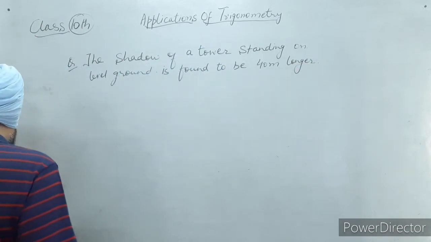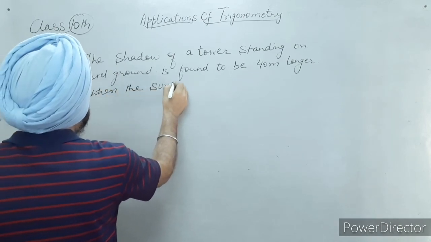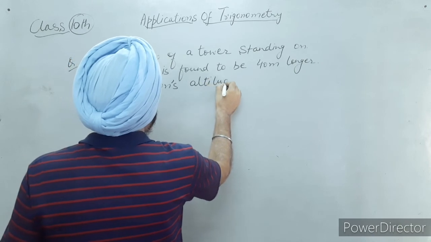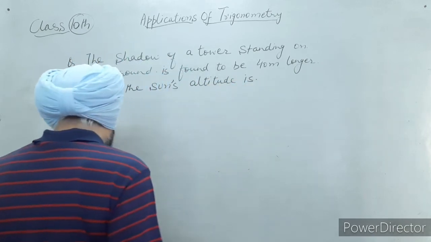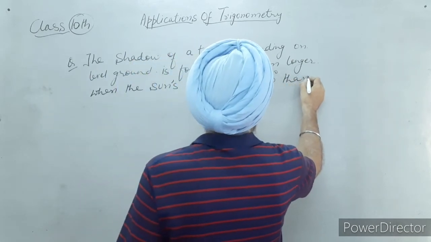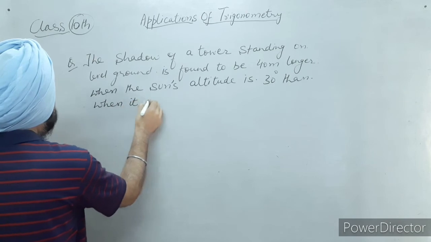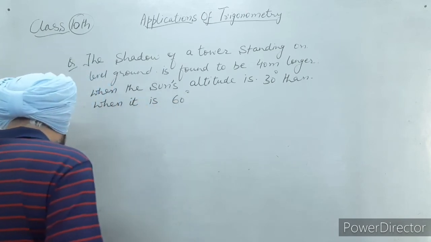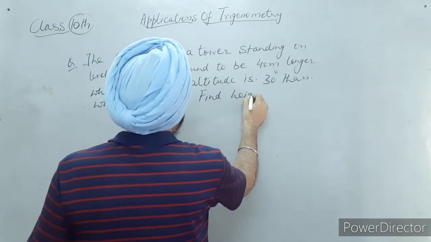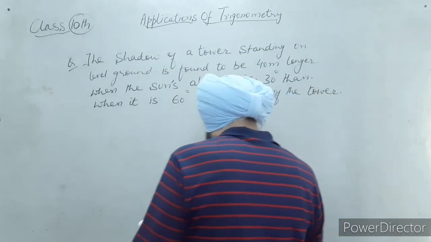40 meter longer when the sun's altitude is 30 degrees, then when it is 60 degrees, find the height of the tower.